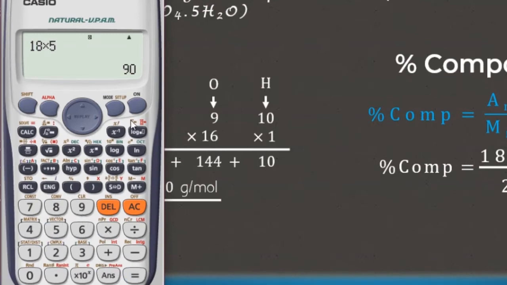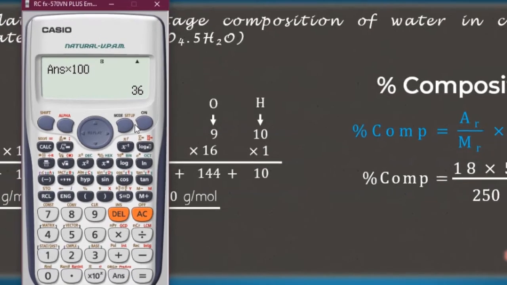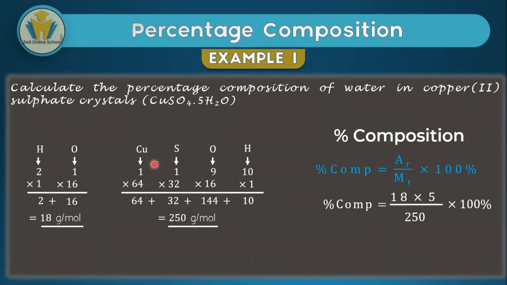Okay, that's the answer. We've got 90 grams. We are going to divide this answer by 250 and multiply our final answer by 100. You can see it gives us 36. Hence, we found the percentage composition of water.